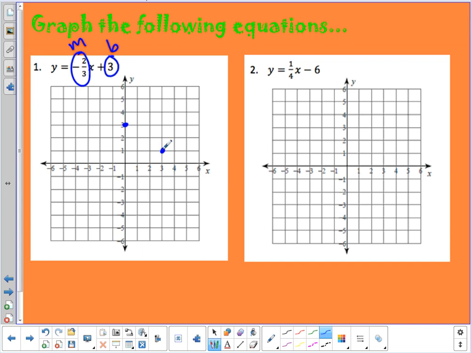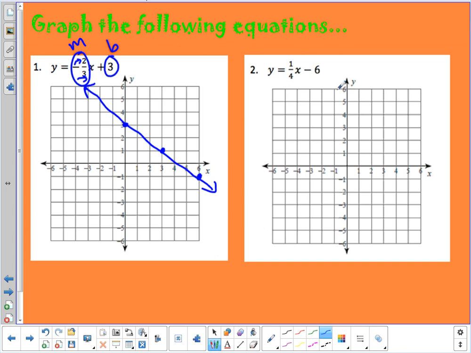I always want to move to the right. The negative really just goes with this top number. It tells me I'm either going up or down, and in this case that means down, but I always move the bottom number to the right. Okay, so down 2, right 1, 2, 3. I like to do that a couple times just so that I can make a nice straight line and connect your points.